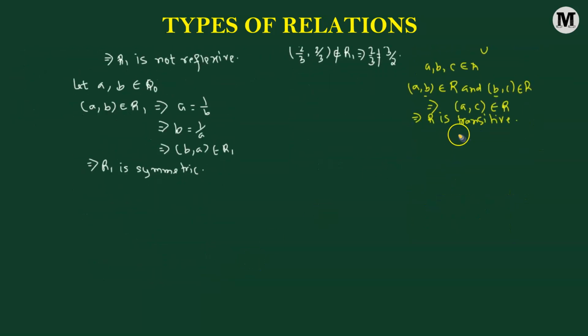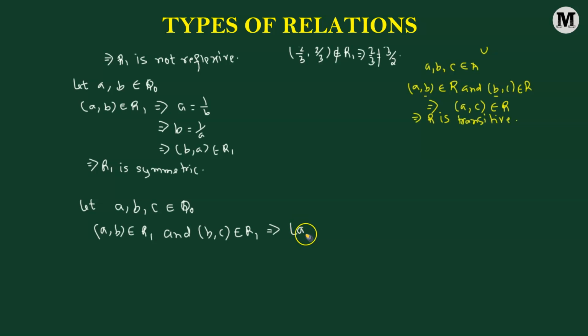And then finally, we're going to check if it is transitive or not. So here, we're going to consider three elements, A, B, and C. Let's say these three elements belong to the set of non-zero rational numbers. Now, A comma B belonging to the relation R1 and B comma C belonging to the same relation R1 must imply that we should get A comma C belonging to R1. That is what we need to check in order to say if it is transitive or not. Now let's see if it is true or not.